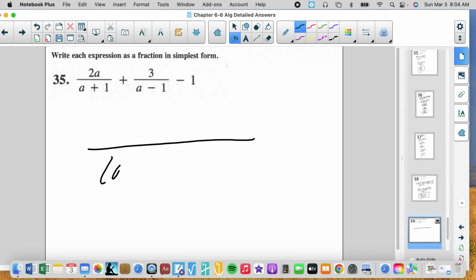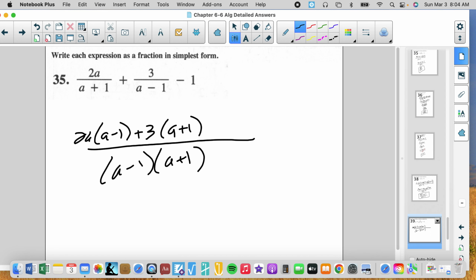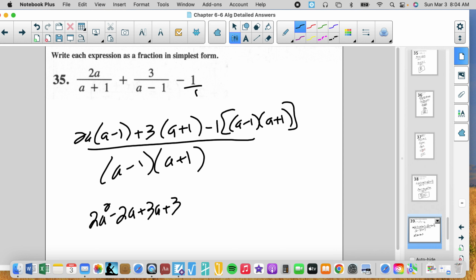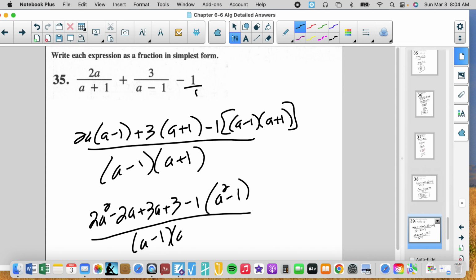We have a minus 1, a plus 1. This is 2a times a minus 1. That's 3 times a plus 1. That's negative 1 times the quantity a minus 1, a plus 1, because it's missing both things over 1. It's missing both of those things. That's the reasoning behind it, just in case you didn't know. 2a squared minus 2a plus 3a plus 3 minus 1 times the quantity a squared minus 1, all over a minus 1, a plus 1.